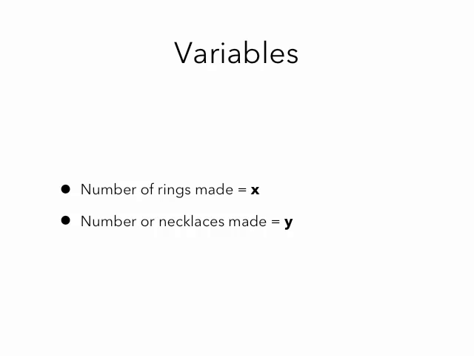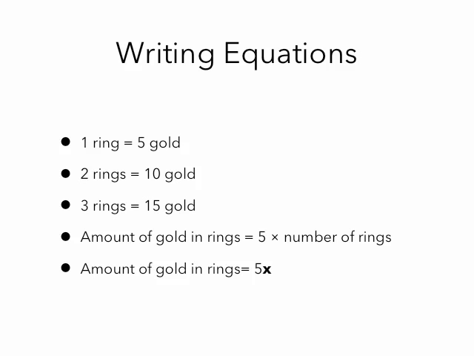Now, going back and looking at the problem, we can come up with some equations. For example, if 1 ring is 5 gold and 2 rings is 10 gold, 3 rings is 15 gold, every ring is another 5 gold. So the amount of gold that we use total is going to be 5 times the number of rings. Since the number of rings is a variable, which we've decided to call x, the amount of gold we use in the rings is 5x.